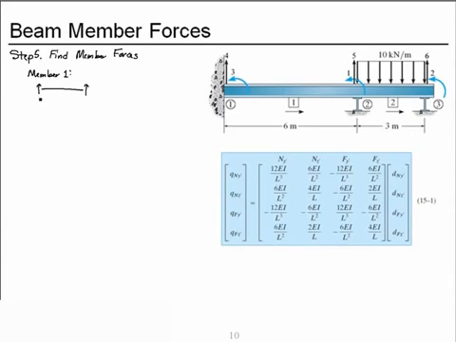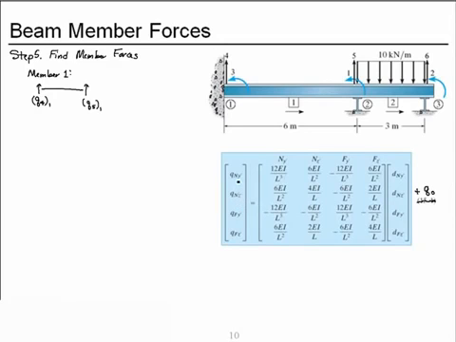We're specifically looking for the shears, so I won't draw the moments. We're looking for Q4 from member 1 on the left end and Q5 from member 1 at the right end. And we'll use equation 15-1, but I want to point out the equation's missing something. We need to add our fixed end forces back in order to obtain the member forces.